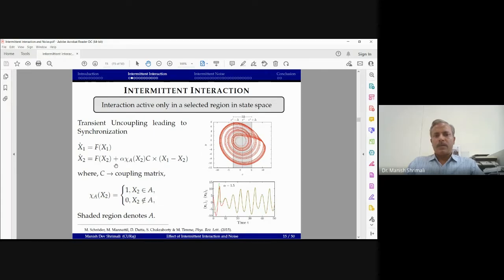So you can see the case when there is no state space dependent interaction. If I remove this xi function here, it is a normal drive response system, and because of the interaction, this system goes to infinity. So it becomes unbounded. This was first introduced in 2015 by Sagar Chakravarti and others: if we control this interaction only in a certain state space, then we can achieve synchronization, which was otherwise not possible, and the system was going unbounded.